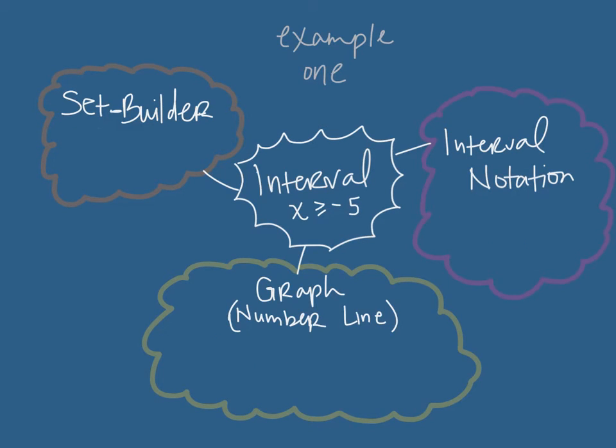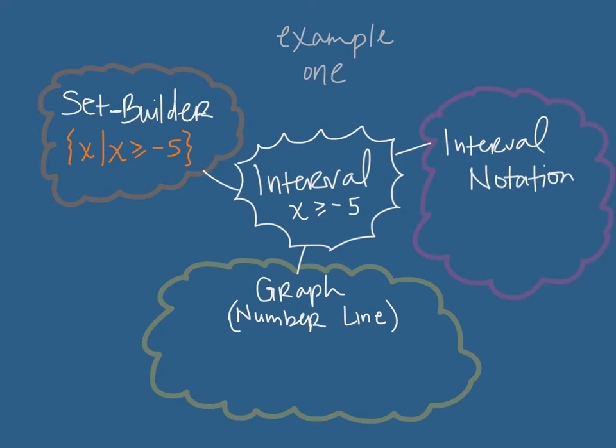All right, our next example is x is greater than or equal to -5. I also just put in parentheses number line since I like that more than graph. All right, so x is greater than or equal to -5. Set builder is probably the simplest one. Honestly, it just takes the least amount of thought. All x's such that x is greater than or equal to -5. That one's easy.